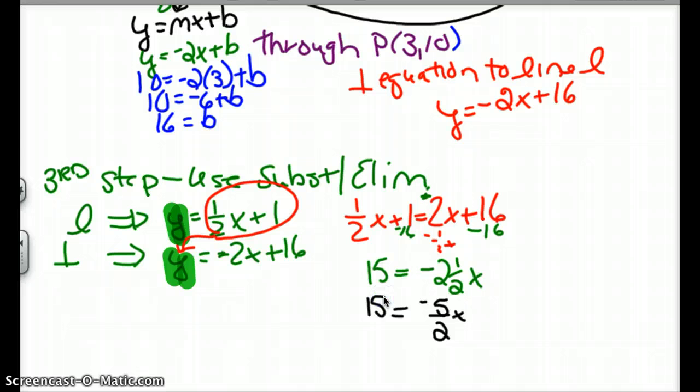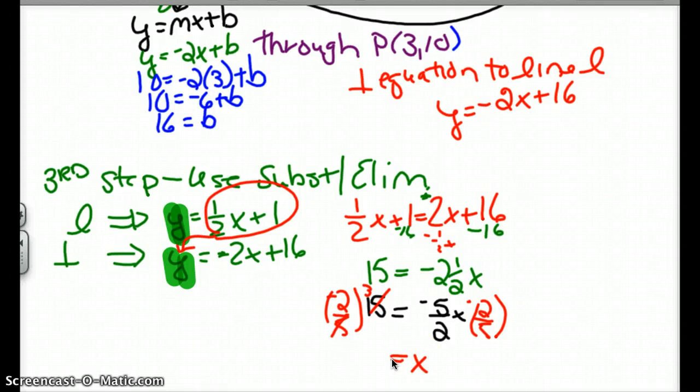I'm going to multiply by my reciprocal. I don't have a calculator, so this is the way I'm going to do it. 2 fifths negative, 2 fifths negative, canceling. It becomes a 3, so this is negative 15, this is negative, so I'm getting my x to be positive 6 at this point.